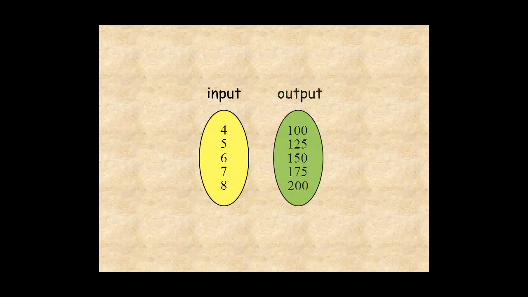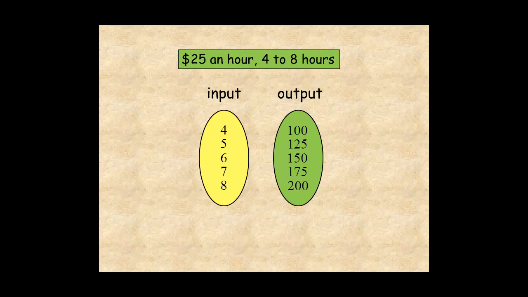set of output values. For example, if you make $25 an hour working 4 to 8 hours a day, there's a relationship between the hours you work and the amount of your pay. For this relation, if you input 4 hours, the output is $100. If you input 5 hours, the output is $125, and so on.